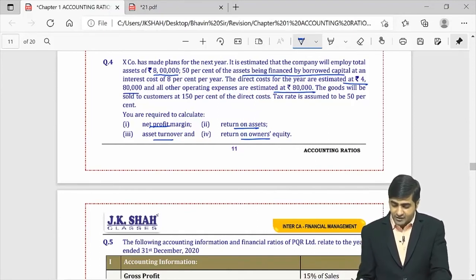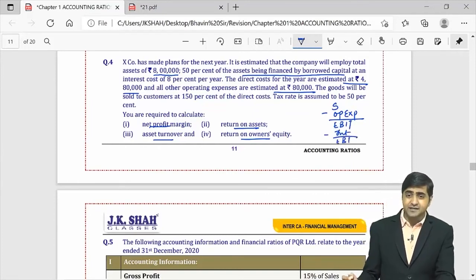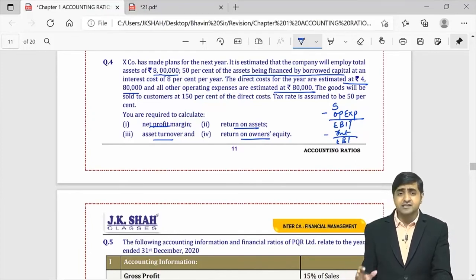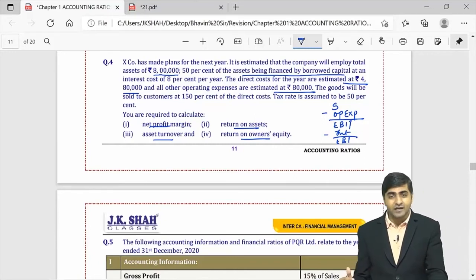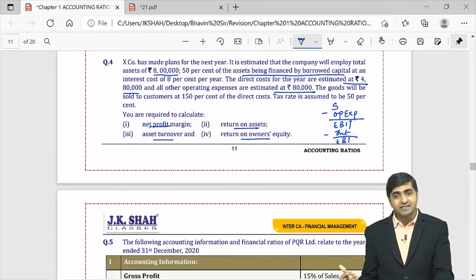Then my dear students, the direct costs are estimated to be 4,80,000 and all the other operating expenses are estimated to be rupees 80,000. So guys, whatever is your sales, we subtract operating expenses, we'll be getting your EBIT, then we'll be subtracting your interest, we'll be getting EBT, subtract your tax, etc. So my dear students, first step is to prepare the income statement and then we just have to apply the formulas. As you all know, your net profit margin, we can take NPAT upon sales.